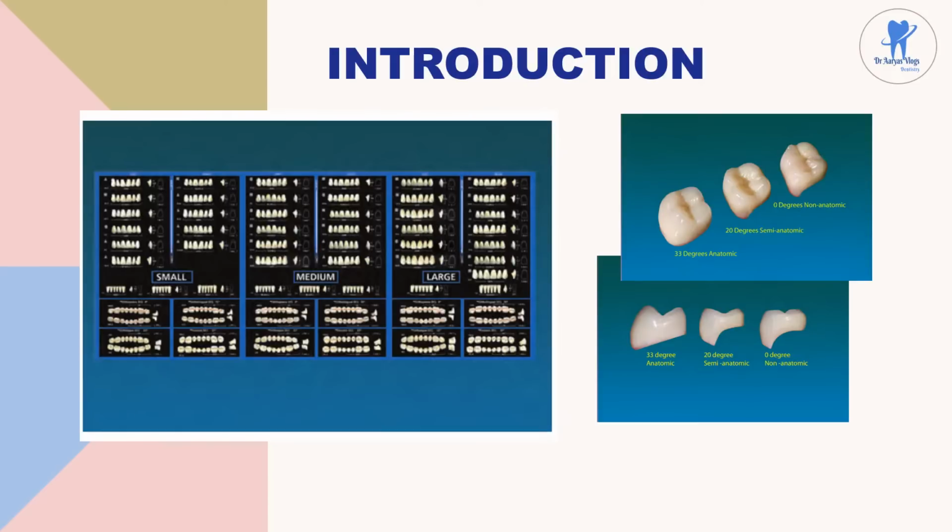These are the various shade guides available. And this is the posterior tooth form: 33-degree anatomic, 20-degree semi-anatomic, and 0-degree non-anatomic.